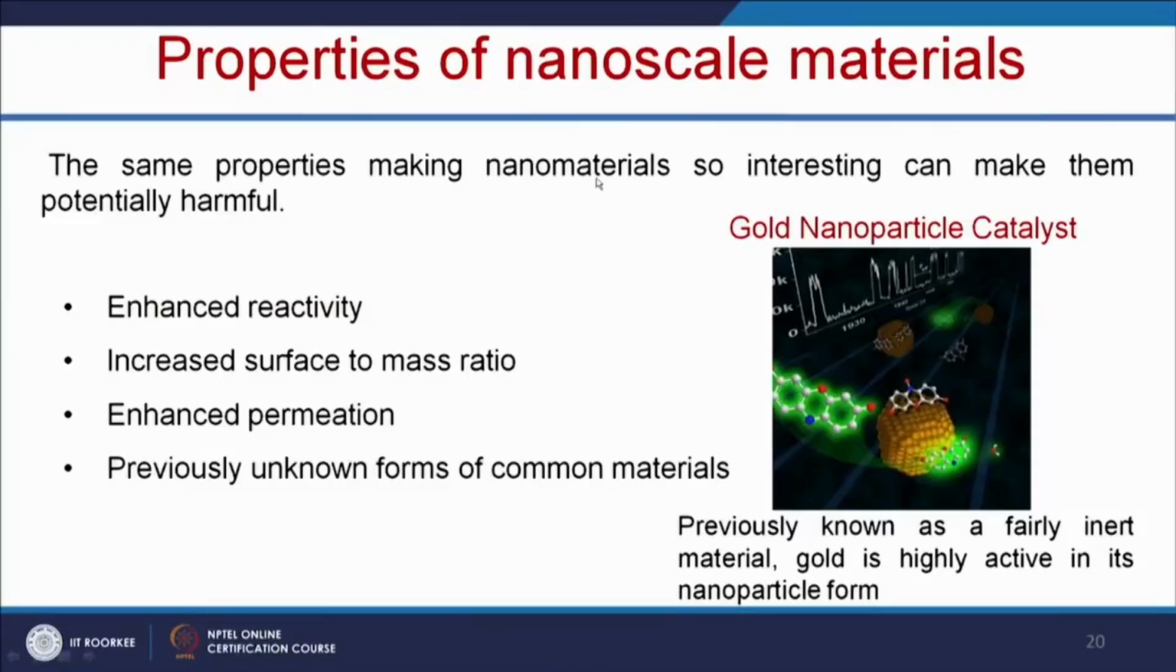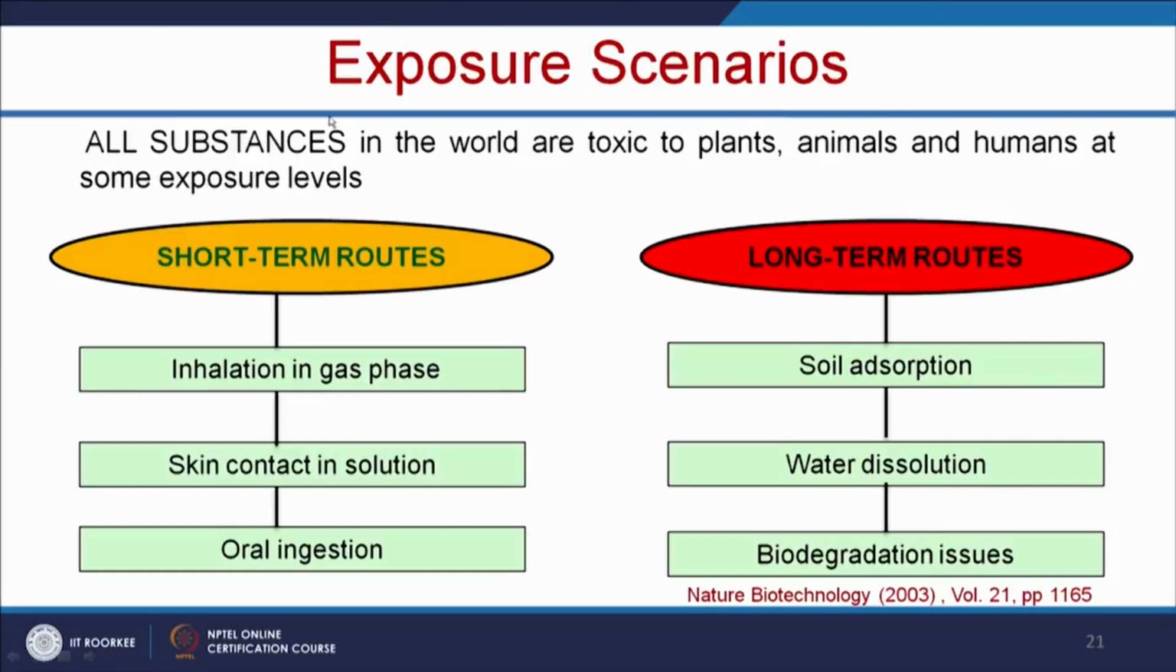The same properties making nanomaterials so interesting can make them potentially harmful, as I told you earlier. So this enhanced reactivity and increased surface area to mass ratio and enhanced permeation, and also previously unknown forms of common materials. So these are the properties which have a wide application in the biomedical field, and also the same properties will have some toxic effects. Okay. So let us see what are the various exposure scenarios.